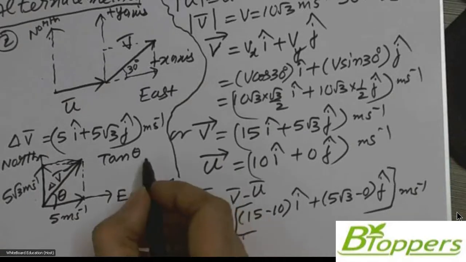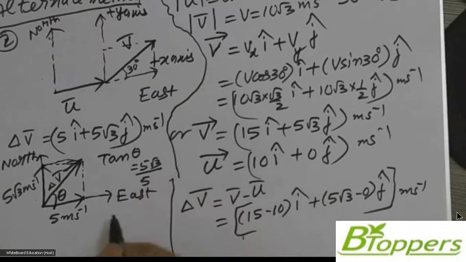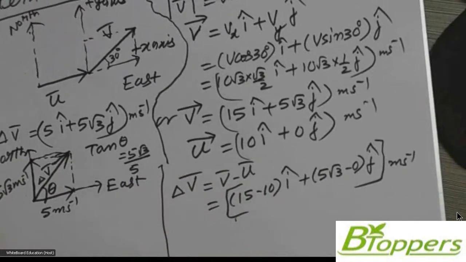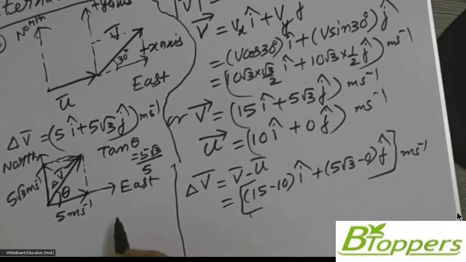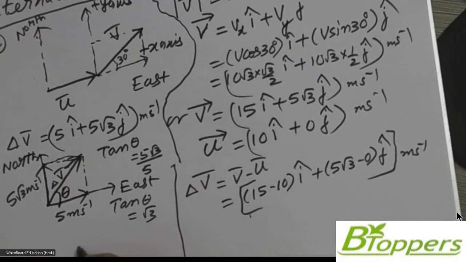So that will be 5 root 3 meter per second by 5 meter per second. So you get tan theta equal to root 3. So you know that tan 60 degrees is root 3. So theta is 60 degrees.